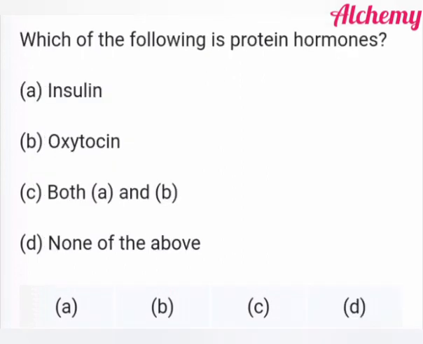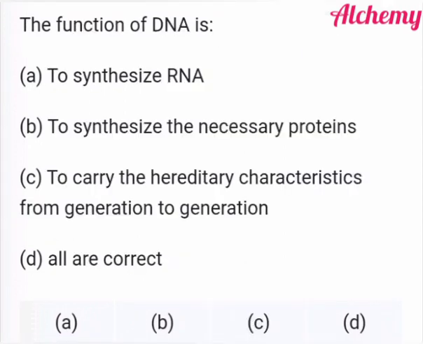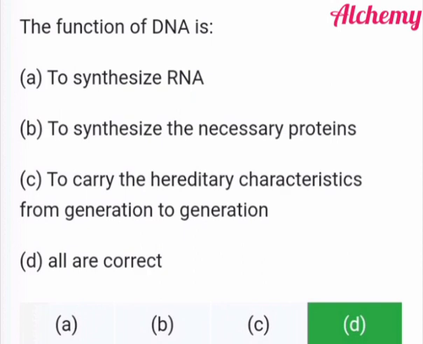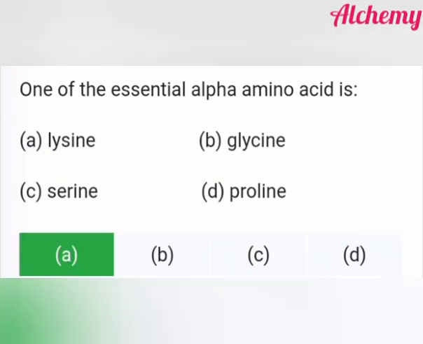Next question. Which of the following is a protein hormone? The correct answer is option C, both A and B, insulin and oxytocin. Next question. The function of DNA is. The correct answer is option D, all the above. Next question. One of the essential alpha amino acid is. The correct answer is option A, lysine.